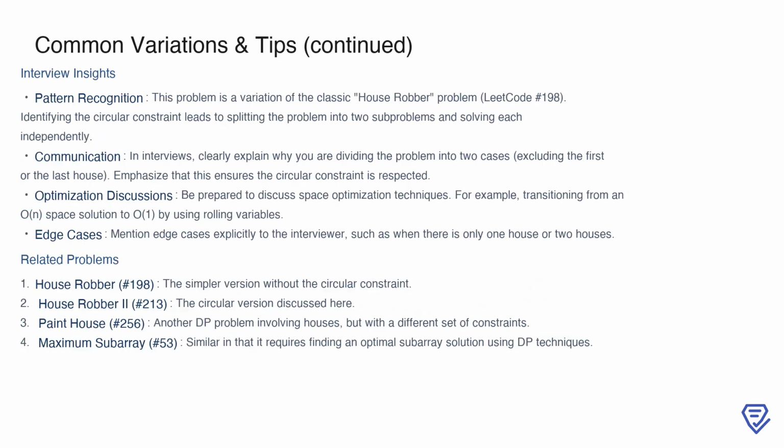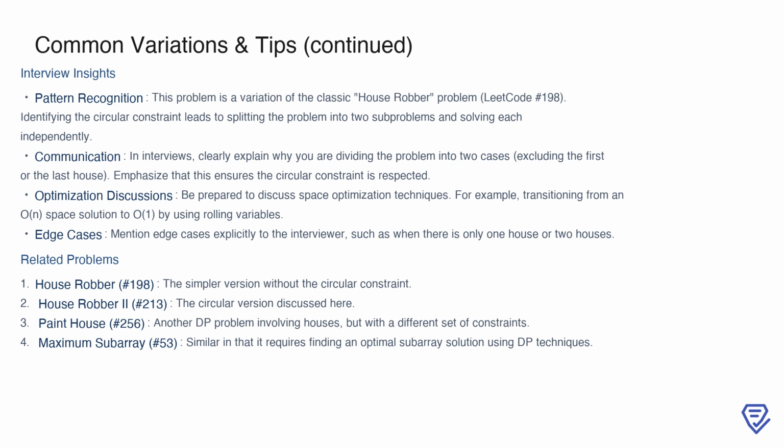Now, in interviews, recognizing patterns is key. This problem is a variation of the simpler House Robber problem, where the arrangement is linear. Identifying the circular constraint is critical because it changes how you approach the solution. By splitting the problem into two subproblems, one excluding the first house and the other excluding the last, you effectively handle the circular dependency. When explaining your approach to an interviewer, it's important to clearly articulate why this division is necessary and how it ensures the constraint is respected.